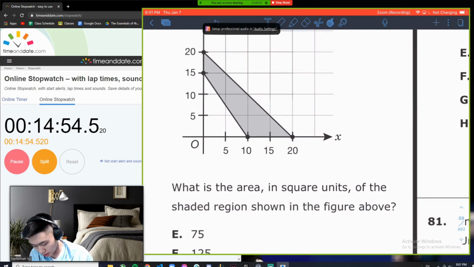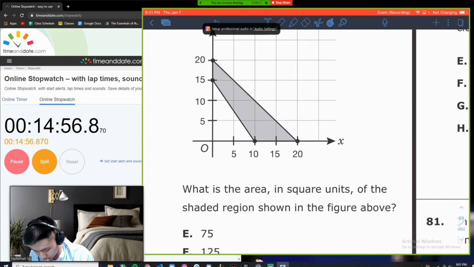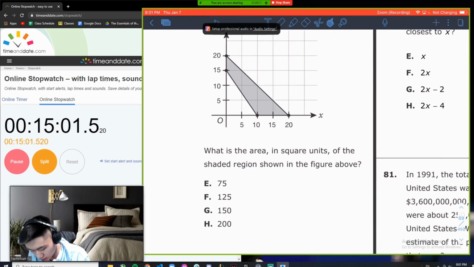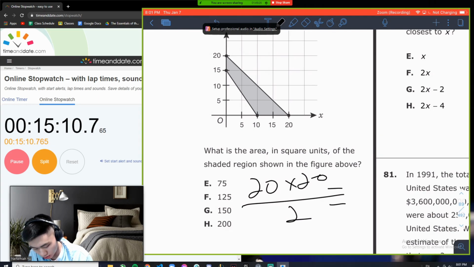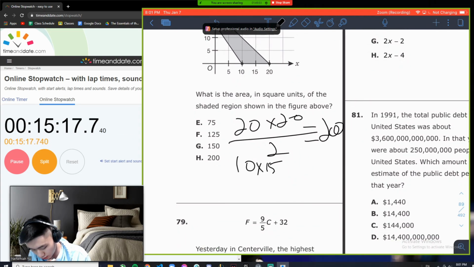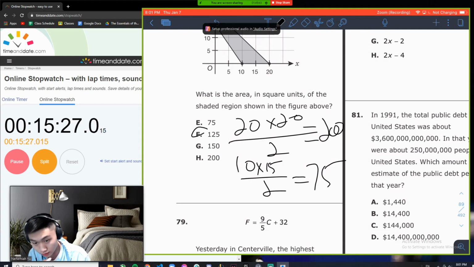What is the area of the shape? So it looks complicated, but you just subtract the two triangles. So this is 20 by 20, 20 times 20, and then it's half because it's a triangle, so it's 200. And this small triangle is 10 by 15, right? So 10 by 15 over 2 is, what is that, 75? And then 200 minus 75 is 125.